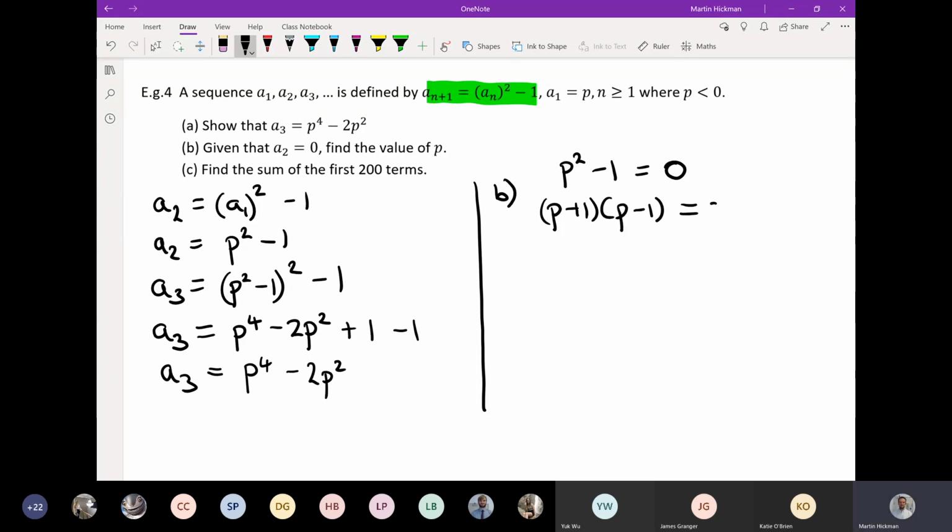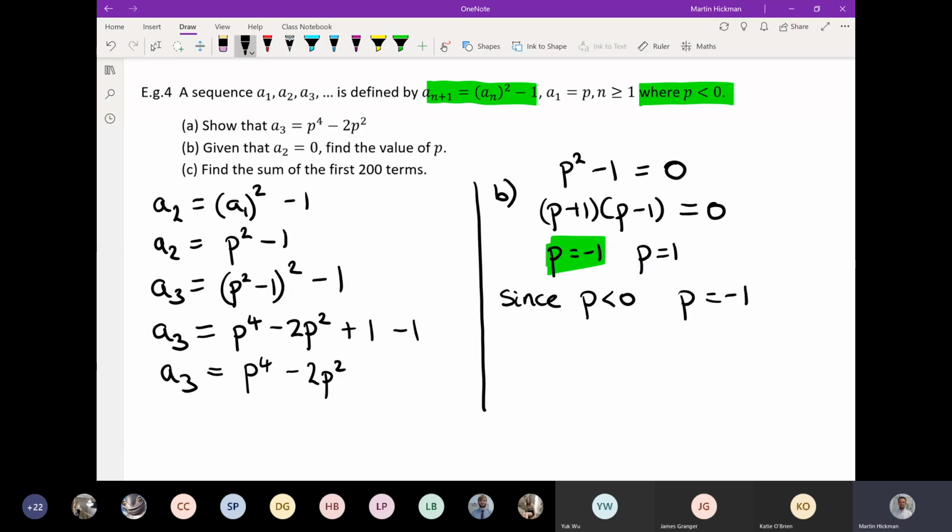And I'm just going to do this because it's always good to remind you that you can factorize things like p squared minus 1. And we get p equals minus 1 and we get p equals 1. Read the question carefully. You're told that p is less than 0. So in this case we want the negative solution, and we disregard this positive one. So since p is less than 0, our solution is p equals minus 1.